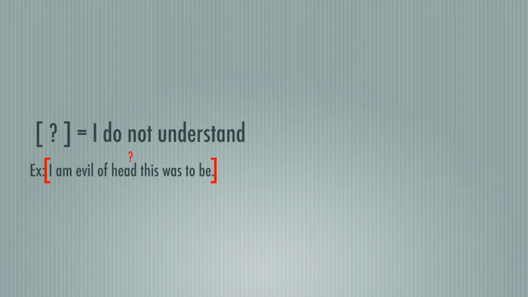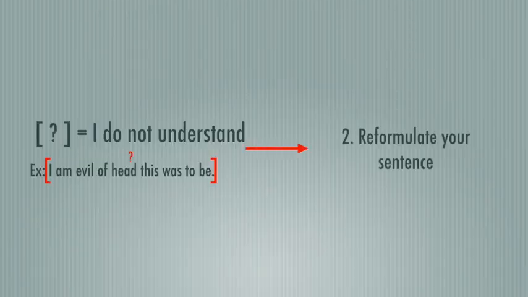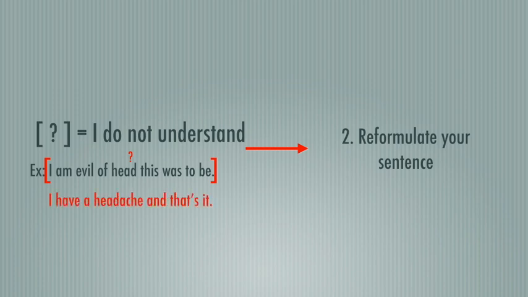So I am able to have this was to be what. So first of all, check your sentence structure at page 28, as I explained earlier. You could reformulate your sentence. Okay, just make sure that you try to first of all remember what you wanted to say and then change it, please. So I have a headache and that's it.